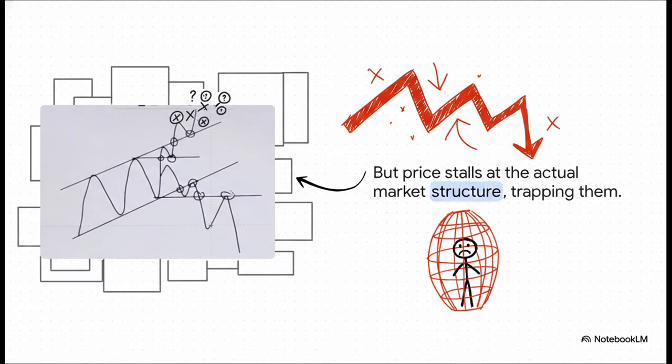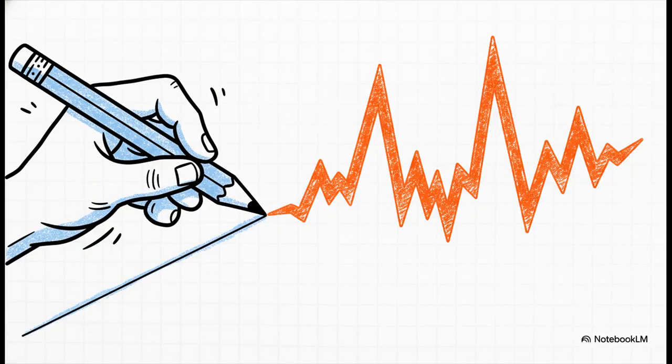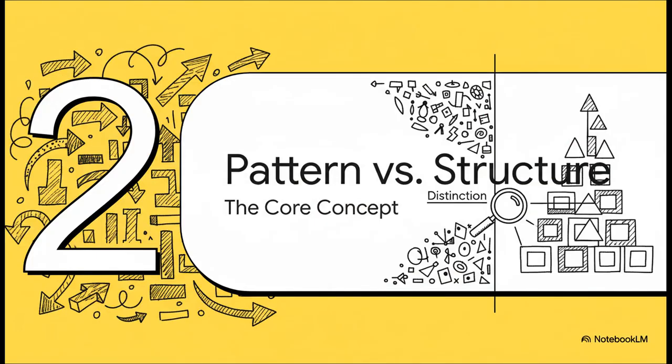Yep, that's the trap. So why? Why does this keep happening? It all boils down to a really important difference between the lines you draw on your chart and what the market is actually doing. The whole key here is to get the difference between a pattern and the market's real structure. And that leads us right to the core idea of this whole thing. Once you get this distinction, it can totally change the way you see the market.